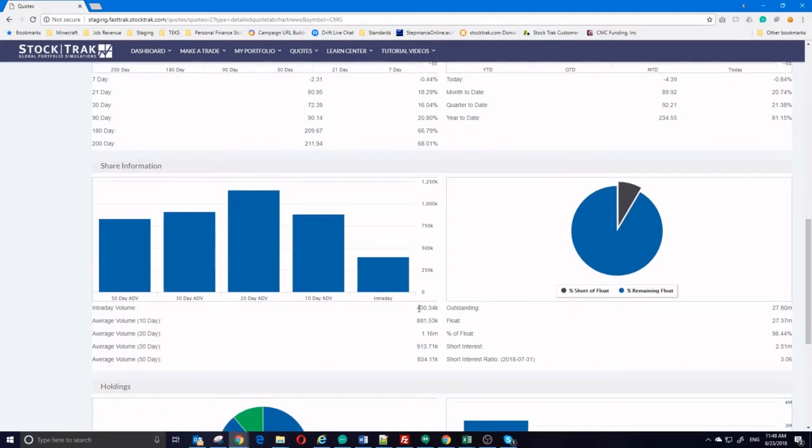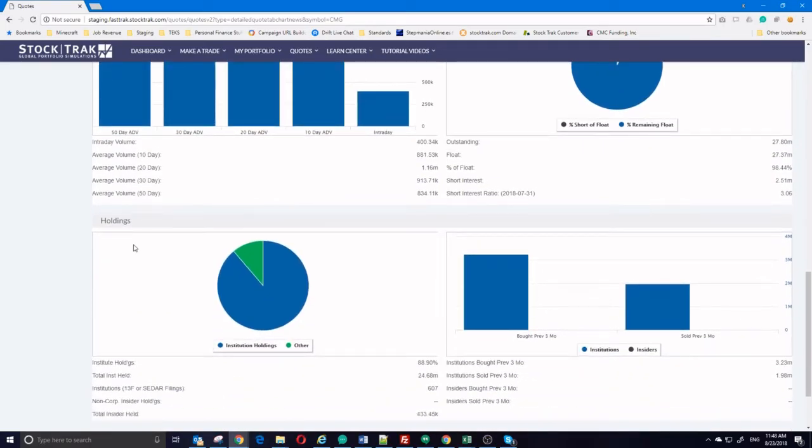You can also find some more information about this actual stock's trading history. So 50-day average, this is the average volume it's had for 50 days, 30 days, 20 days. So you can see investors have been a lot more active trading this stock about 20 days ago compared to they were 50 days ago.